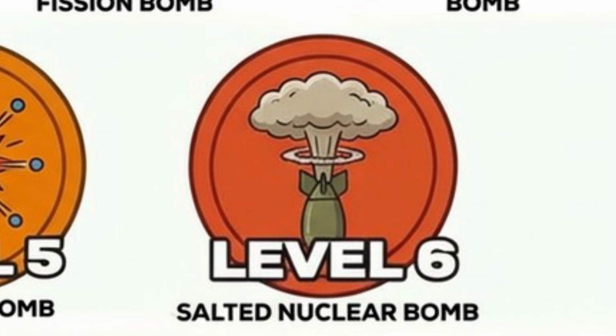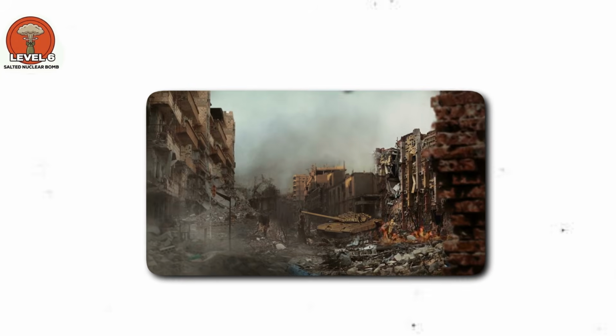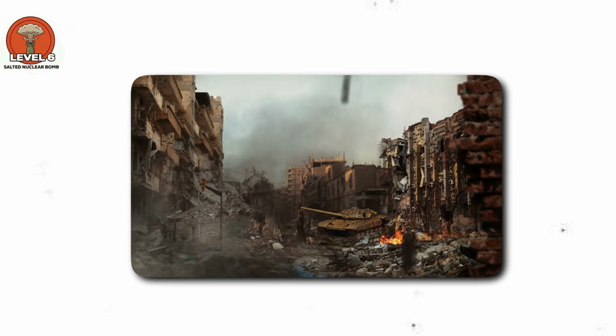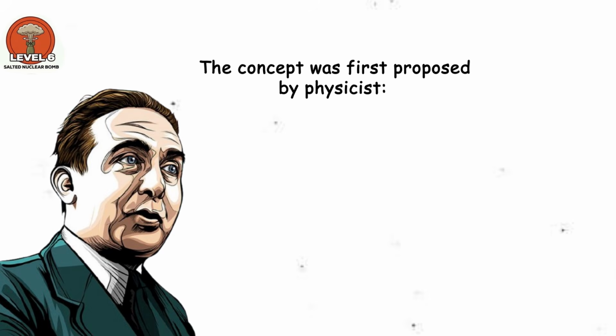Level 6. Salted nuclear bomb. At this stage, nuclear weapons move beyond simple destruction and into designs intended to contaminate entire regions for long periods of time. One of the most infamous theoretical designs is known as a salted nuclear bomb. The concept was first proposed by physicist Leo Szilard during the early years of nuclear weapons research.